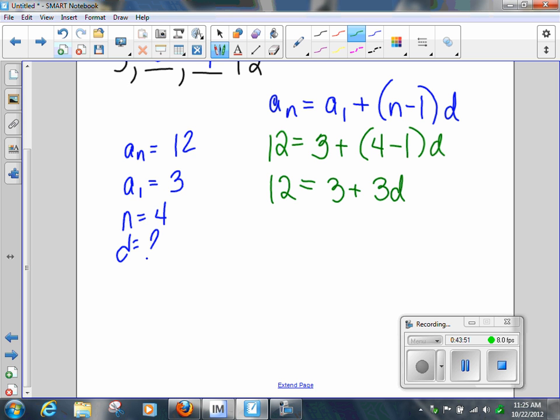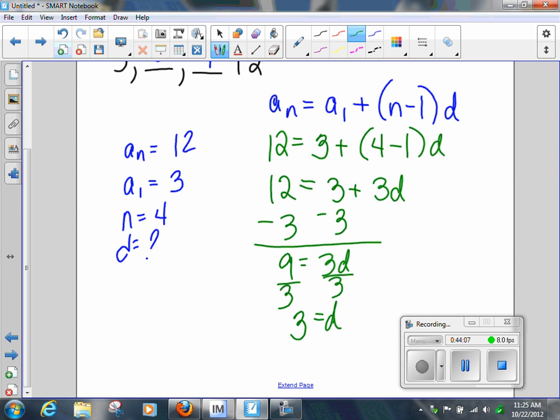Solve. 9 is equal to 3d. Divide both sides by 3. d is equal to 3. Right on. Now what? Now you can go back up here and go 3 plus 3 is 6, plus 3 is 9, 12. But you have to prove it.